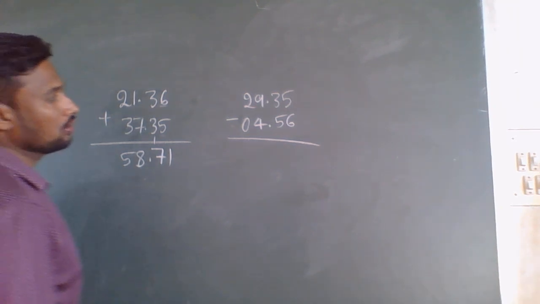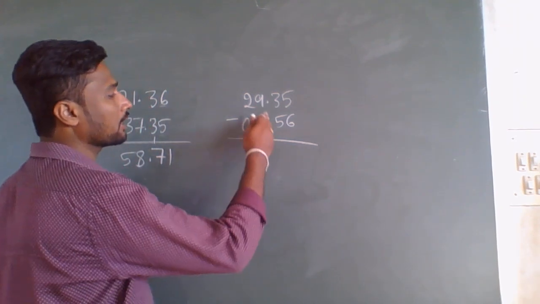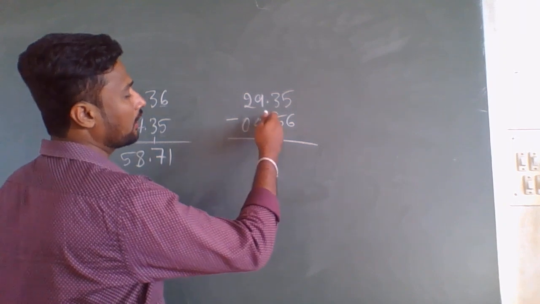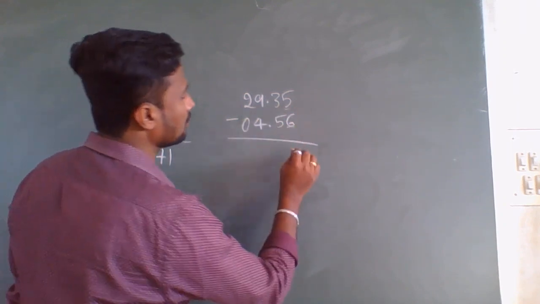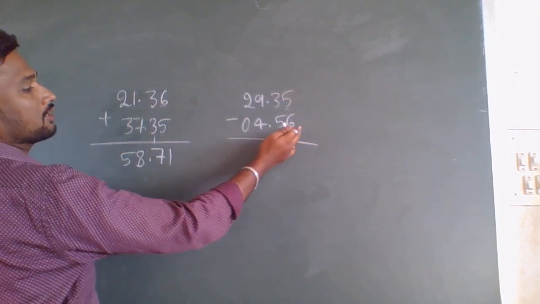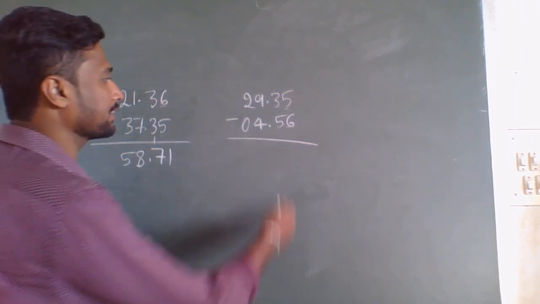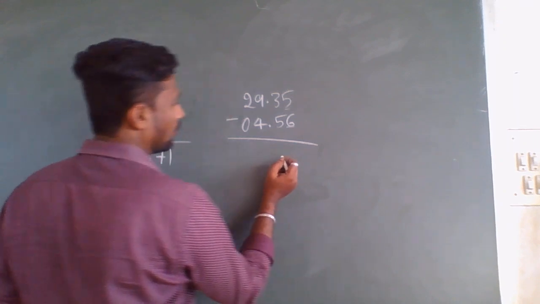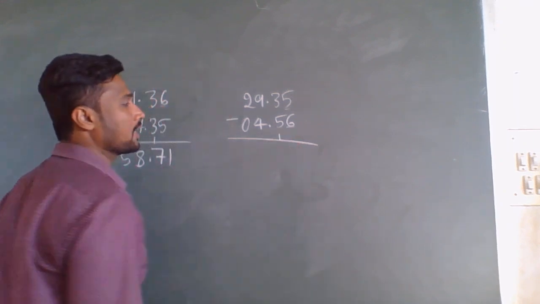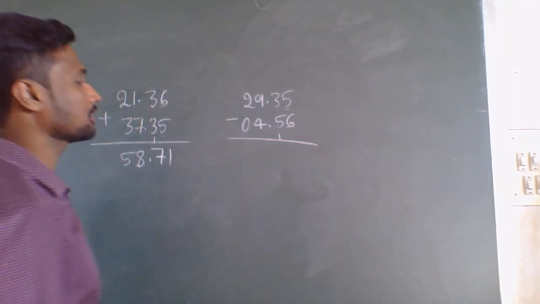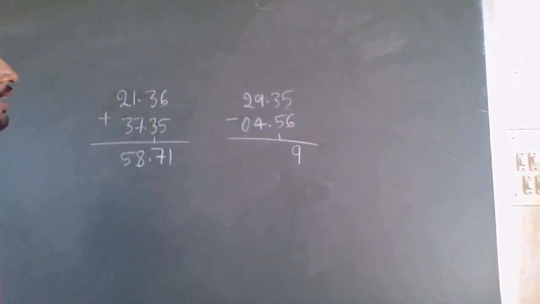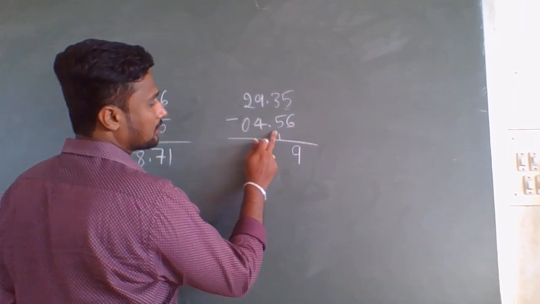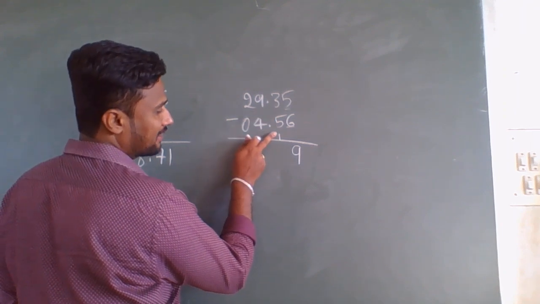So now how to subtract? Again like addition only, I have to consider right part of the decimal point and the last digit. Here 5 minus 6 means we cannot subtract 6 from 5, so what we have to do, we will consider one carry here. 15 minus 6 means what you will get? 9. 15 minus 6 means 9. So now 3 minus 6, because 5 plus 1 carry is there, 6.